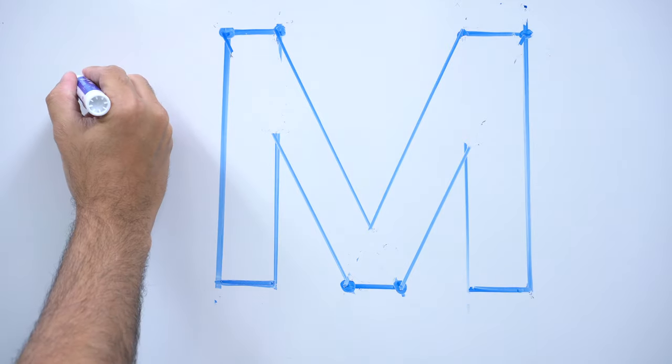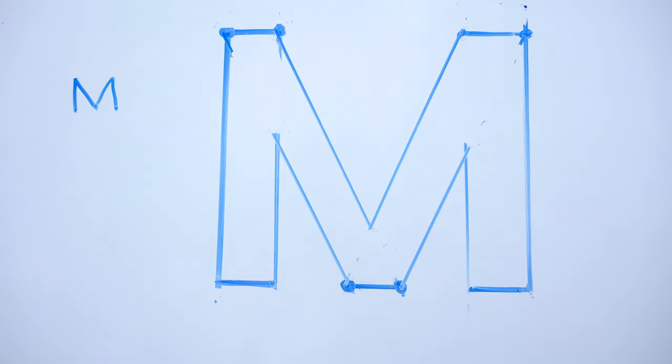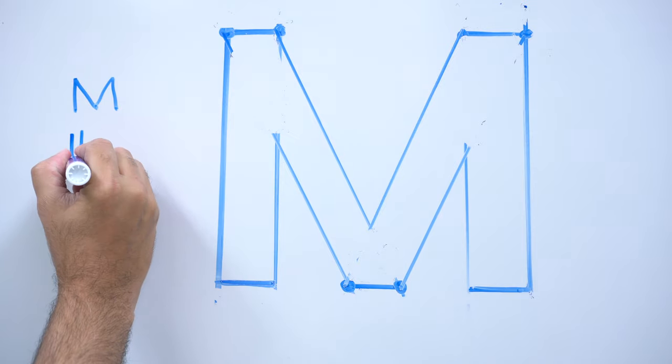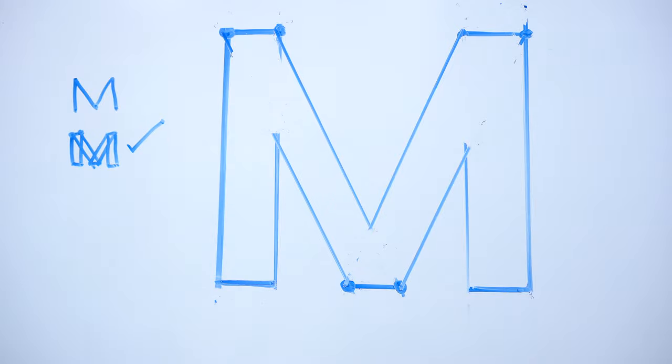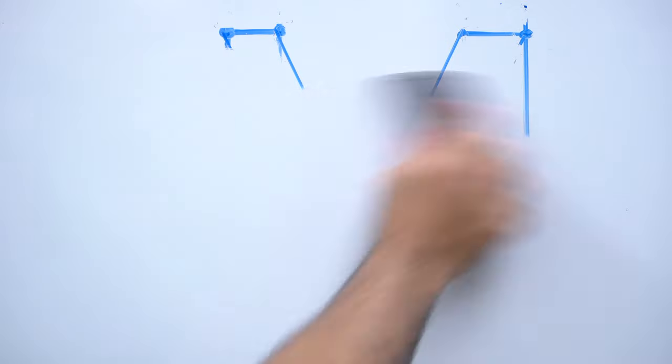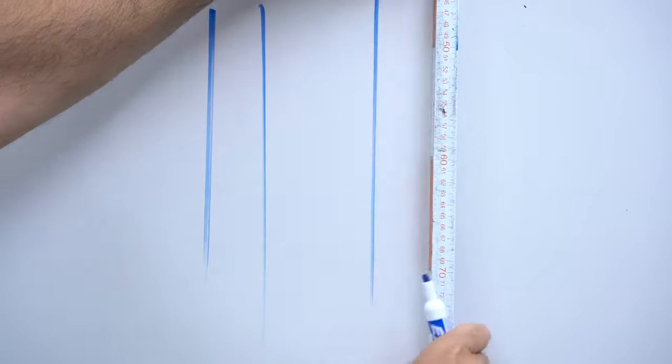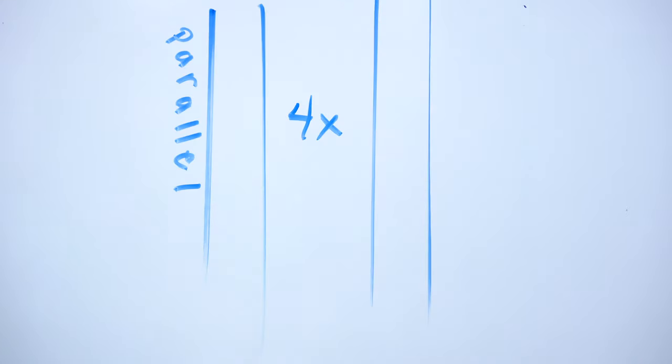As long as all your diagonal lines touch the corners and you have four segments to make the M, it'll look just fine. So if you need to simplify it, go ahead. Remember what we learned from the M to make the letter N. Four parallel lines and connect the corners.